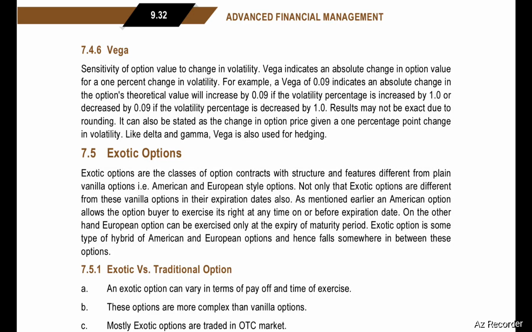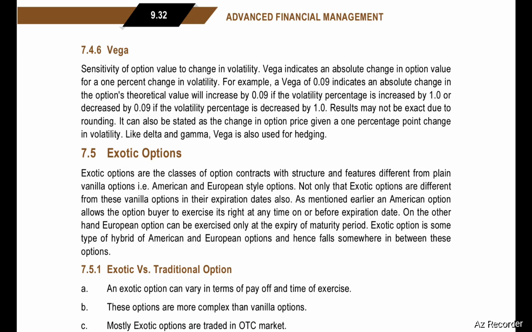Exotic options. Exotic options are the class of option contracts with structure and features different from plain vanilla options, that is, American option style and European option styles. Not only that, exotic options are different from these vanilla options in their expiration dates also.